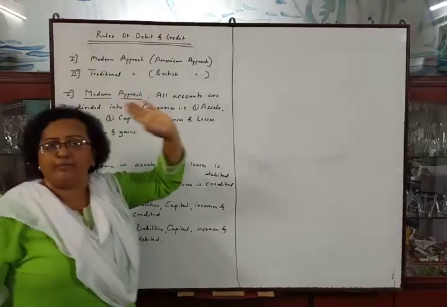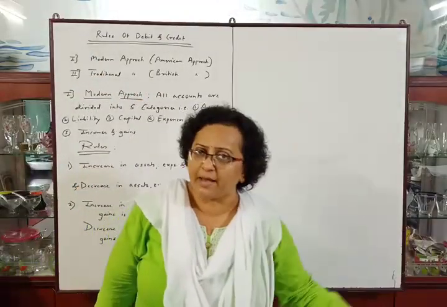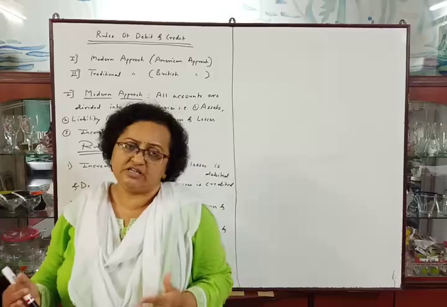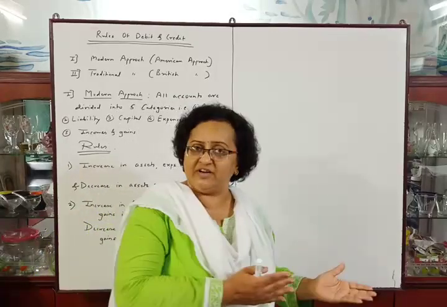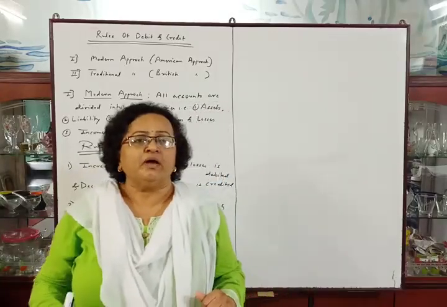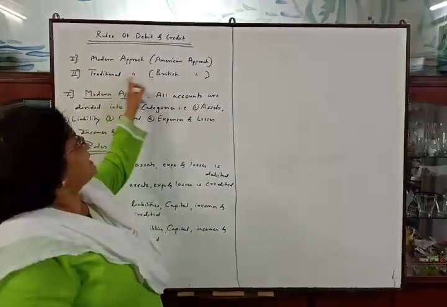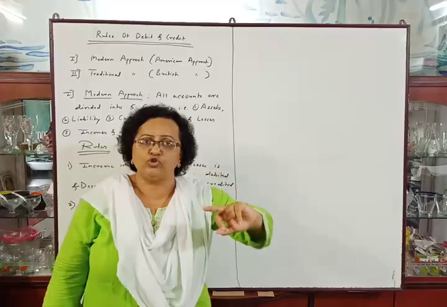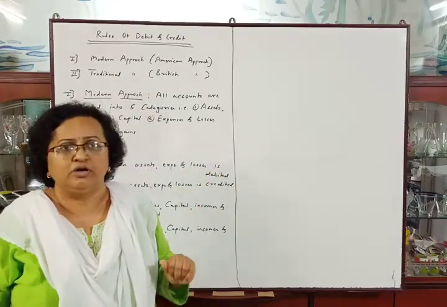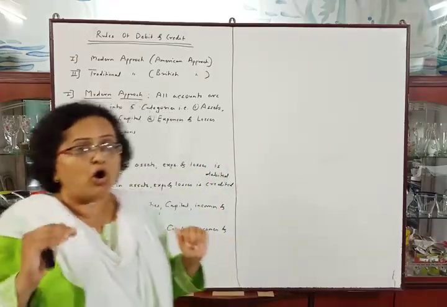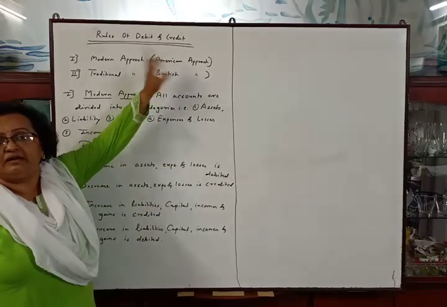There are two approaches. First is modern approach which is related to accounting equation concept. It is also called as American approach. And second is traditional approach, which is also called as British approach. First we will learn modern approach, that is American approach.